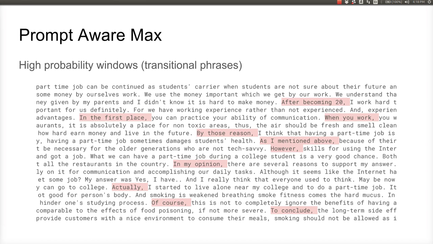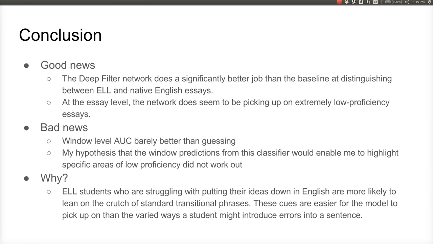One thing that jumps out at me is the large number of transitional phrases that are being captured. We have heard from our school partners that it is very common for ELL students to be taught to use these standard phrases to enhance the cohesion of their essays, and they tend to use them more often than native writers. In other sentences, however, you can see evidence of the kinds of writing that I intended for this model to flag. The good news is that DeepFilter is able to significantly outperform the baseline at classifying native versus non-native English writing. The bad news is that my hypothesis that I could use the window level probabilities to find areas of low proficiency may not hold up.